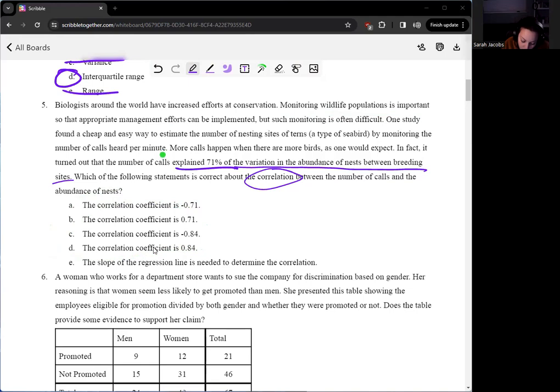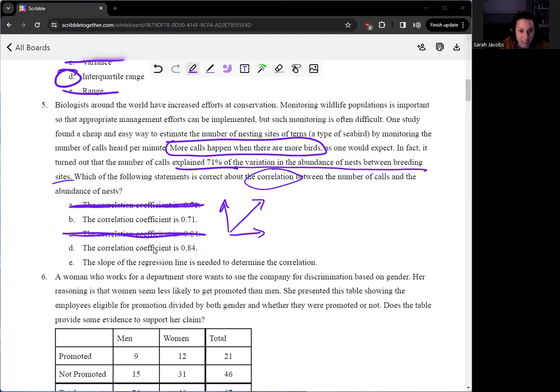So more calls happen when there are more birds. So as X goes up, Y goes up. So we're going to get a positive slope here. So the correlation coefficient should definitely be positive. Right? So if it's positive, it indicates a positive relationship. If it's negative, it indicates a negative relationship.